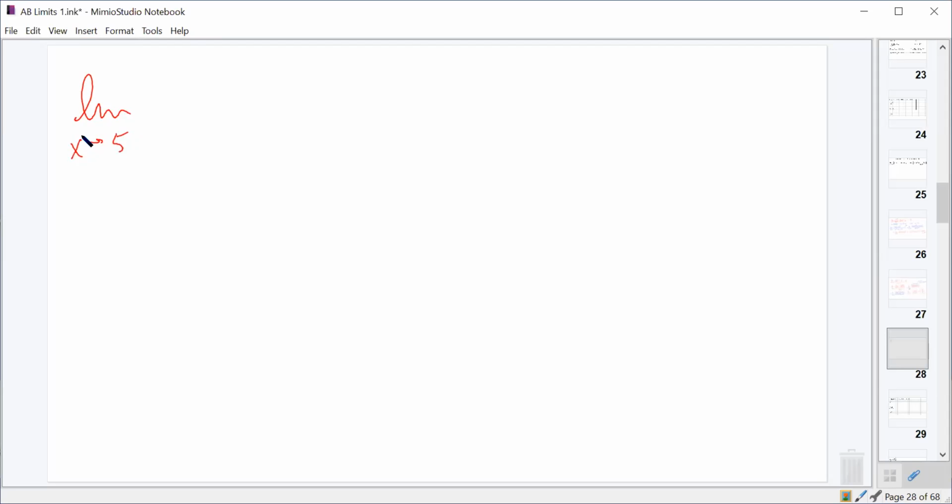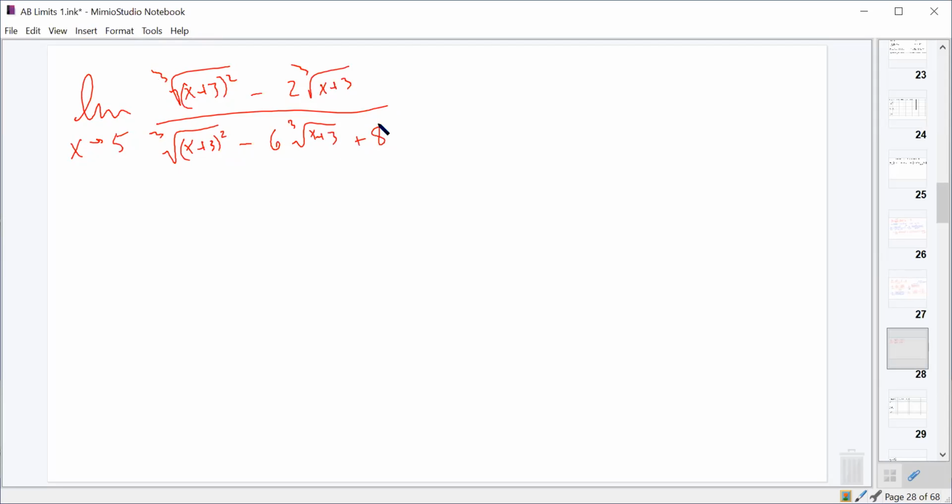The limit as x approaches 5 of the cube root of x plus 3 squared minus 2 cube roots of x plus 3, over the cube root of x plus 3 squared minus 6 cube roots of x plus 3 plus 8. So I'm not going to go through the whole process of showing that it's 0 over 0, but it is 0 over 0.